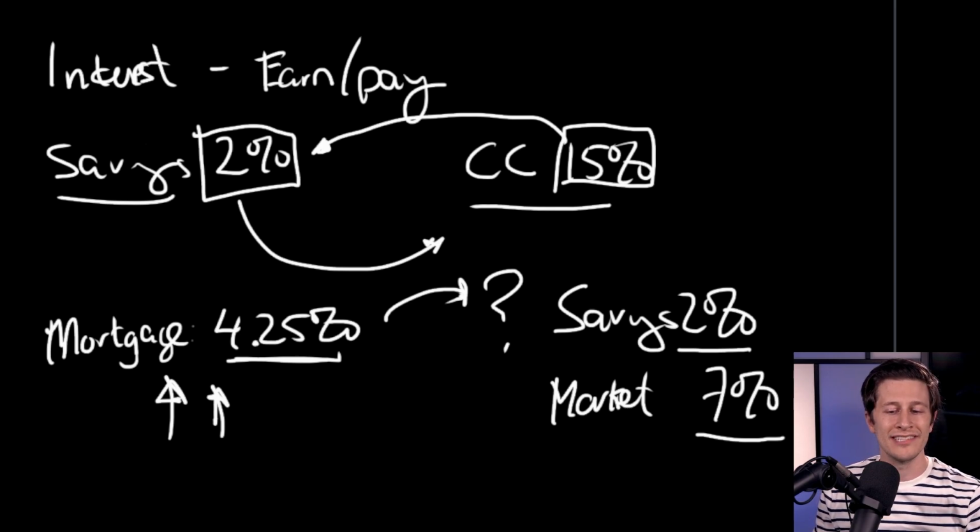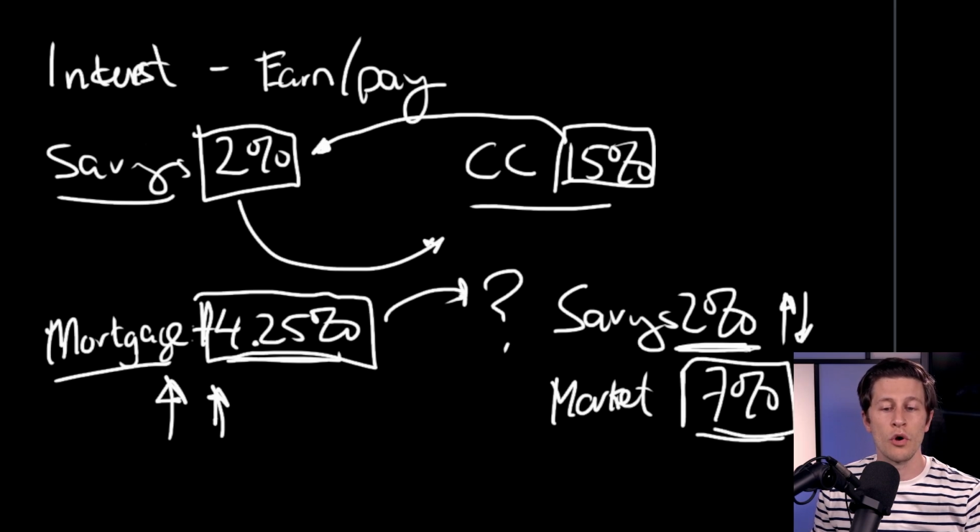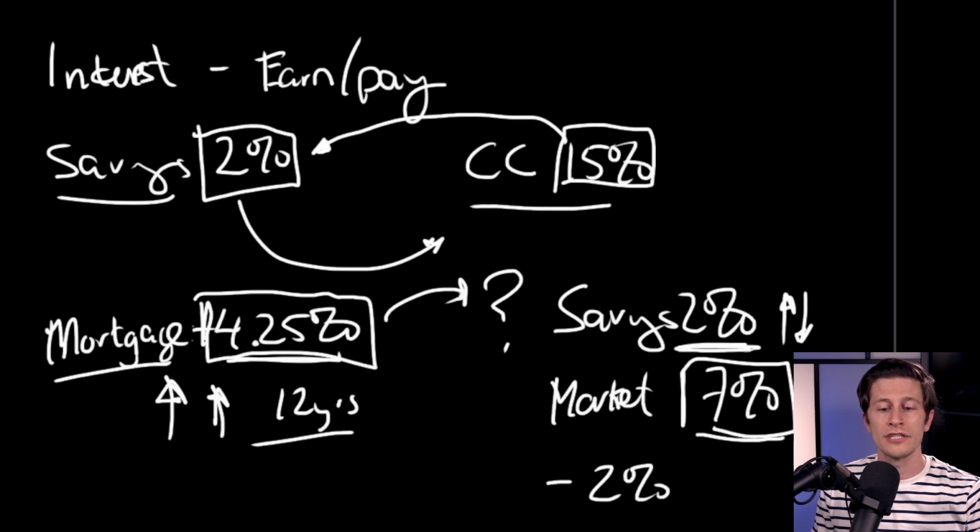But then the second part is, is it guaranteed? And is it guaranteed over the same period of time that you will have the mortgage? This right here, the 4.25, assuming it's fixed, is a known entity. Savings might be 2% now. If rates go up, it could be higher. If rates go down, it could be lower. The market might return 7% over long periods of time, but over the next, imagine you have 12 years left on your mortgage, over the next 12 years the market might return minus 2% a year, or it might return 20% a year. You don't know.